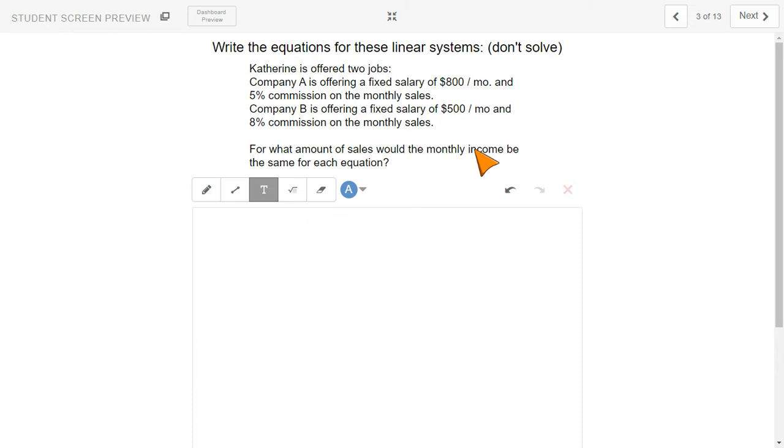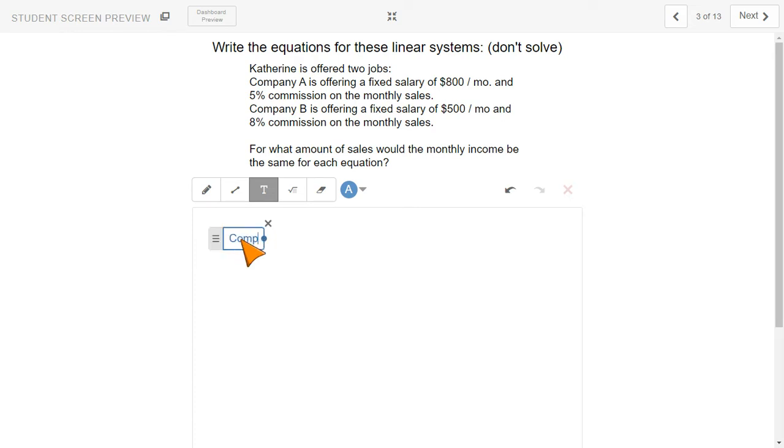We're asked to look for the monthly income. So the fact that it says $800 per month or $500 per month is not the rate, because it's just telling us that this is going to be the base salary for the month. On the other hand, commission is the rate, because commission is a percentage of the sales that you make, and you're going to be getting that back added on top of your salary. So let's take a look at this.